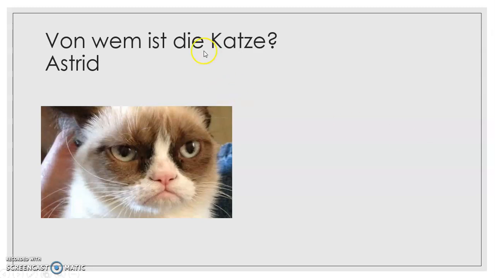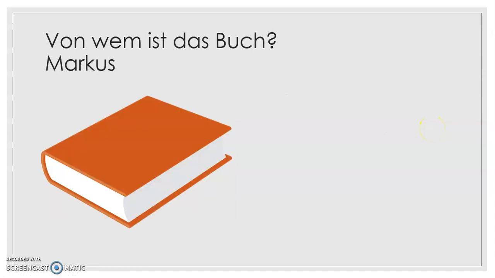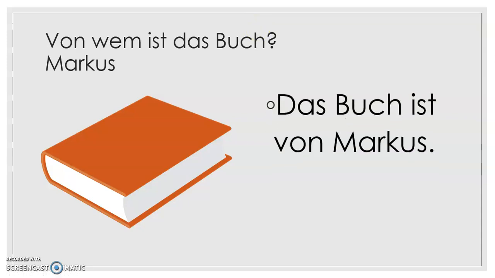So we have "die Katze." So "von wem ist die Katze?" And here is the cat's owner. If you said, "die Katze ist von Astrid," that's right, because the cat is of Astrid, so it's her cat. So that's what we would say. So Markus is the person, and we want to know "von wem ist das Buch?" So what we would say is "das Buch ist von Markus." So yes, the book belongs to Markus. "Das Buch ist von Markus." The book is of Markus.